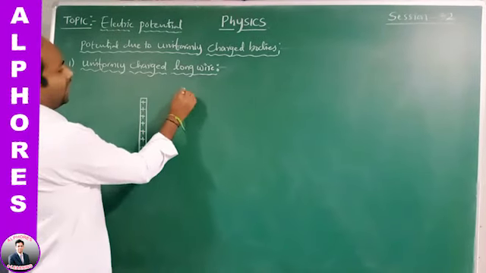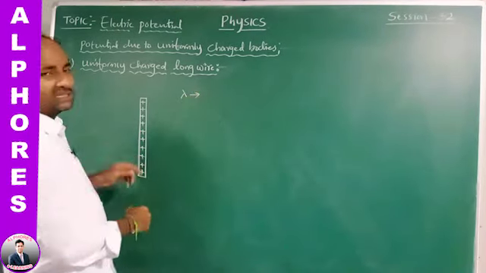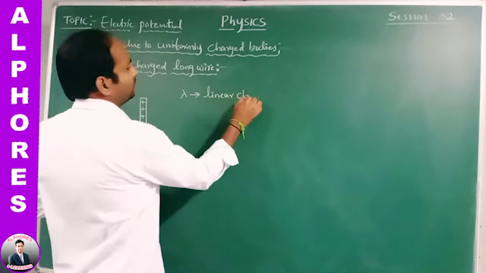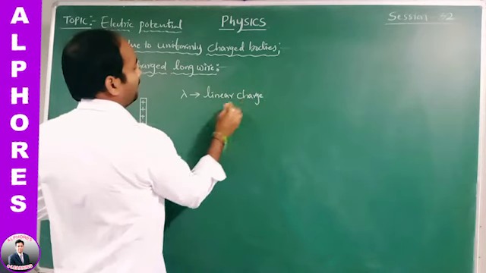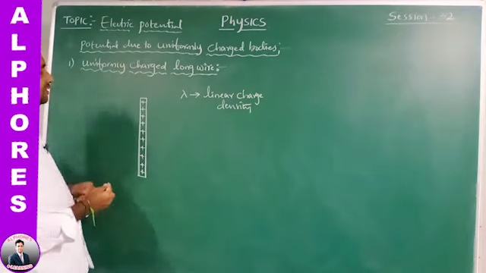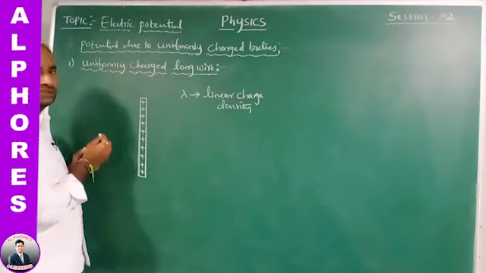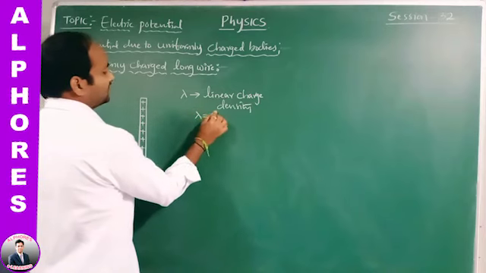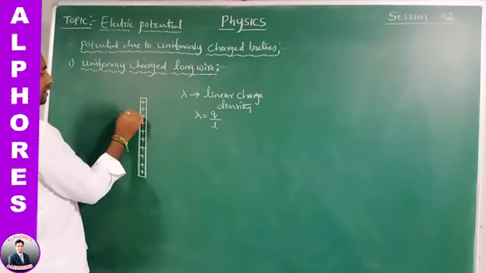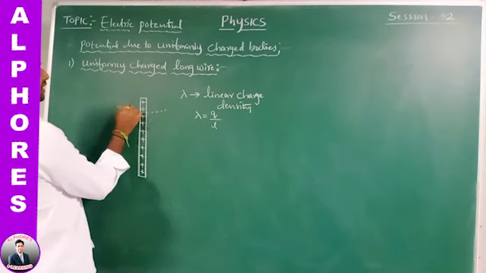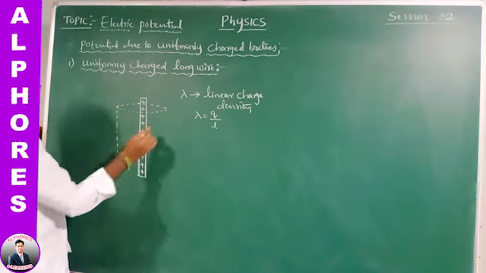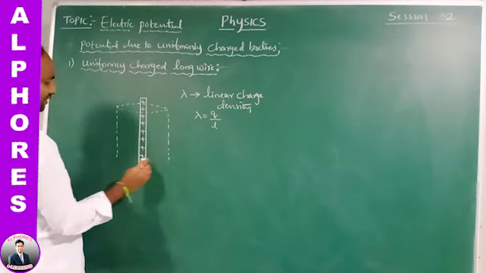Here lambda is the linear charge density. What is lambda? Linear charge density, the charge per unit length, so lambda is equal to Q by L. Already, using Gauss law, we calculated the electric field intensity due to the long wire. Let us assume this is the Gaussian surface.